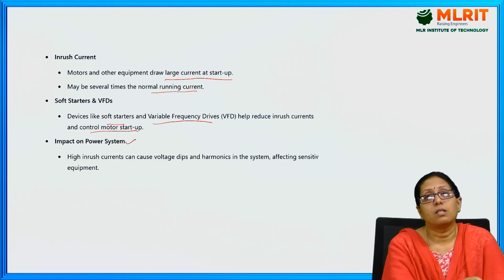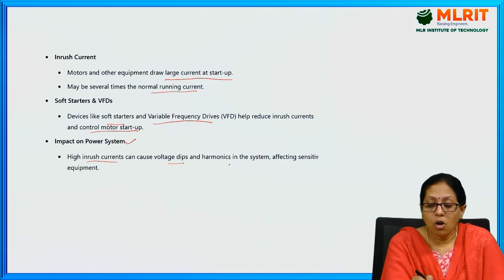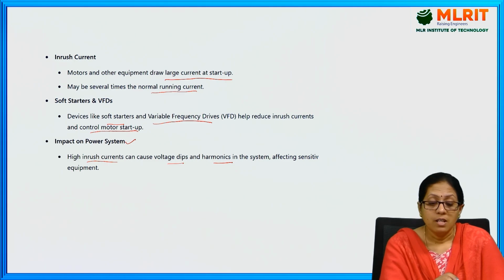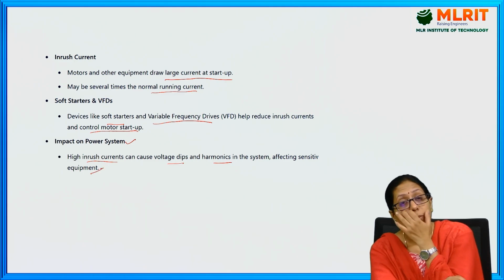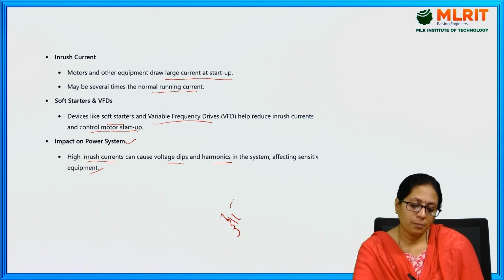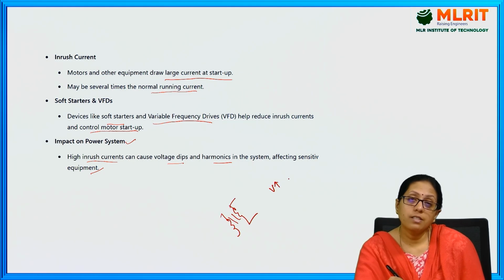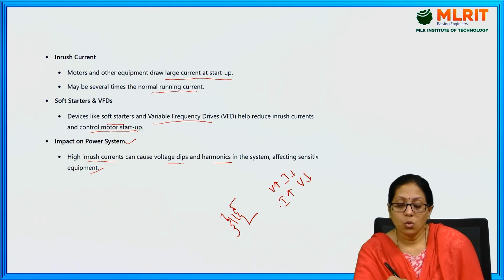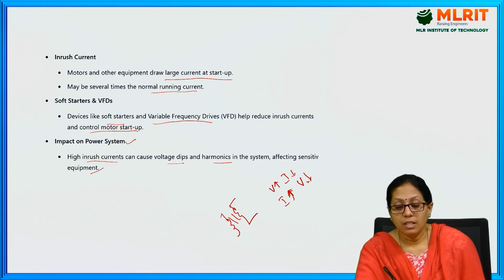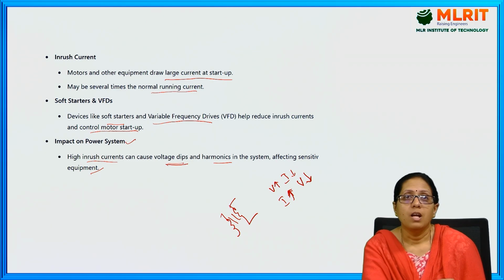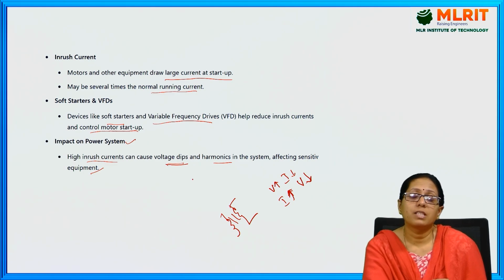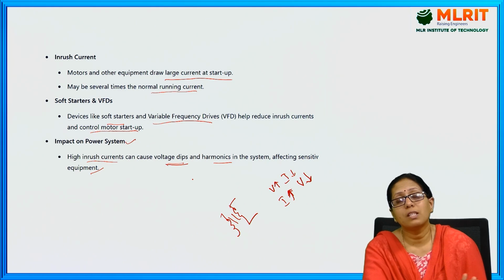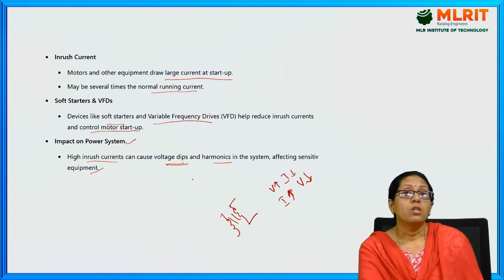Impact on the power system. What is the impact? This high inrush current can cause voltage dips or harmonics in the system, affecting sensitive equipment. For a transformer, as I said, if the voltage increases, current reduces, and if the current increases, the voltage reduces. So when the starting current is increasing, the voltage may reduce, and this reduction in the voltage is nothing but voltage dips. These voltage dips will cause harmonics in the system, which will affect the overall system efficiency. So these are the different things.